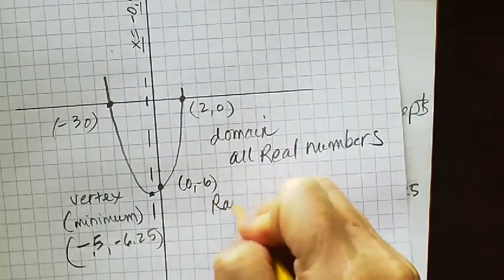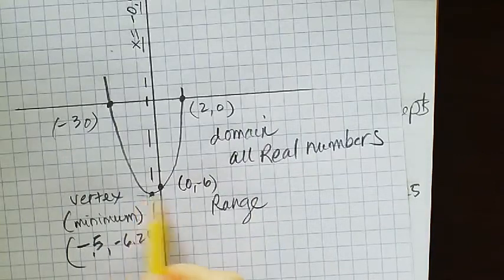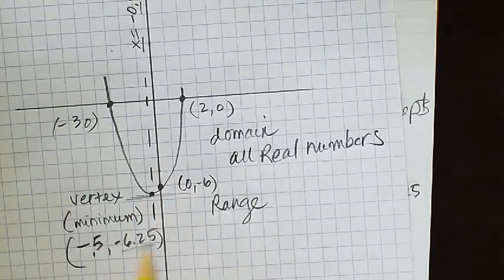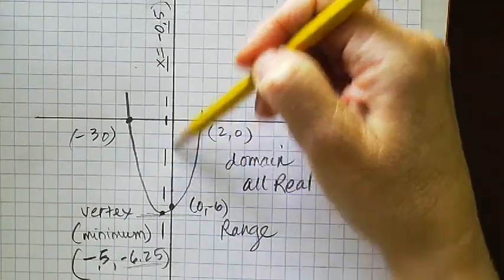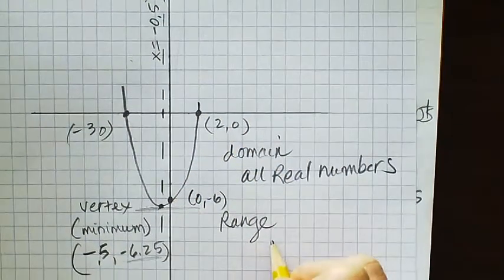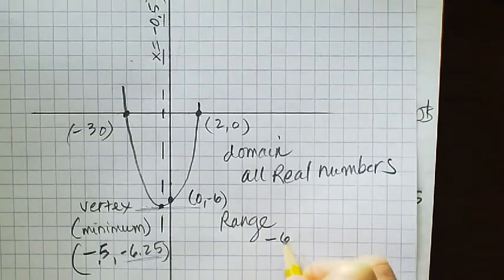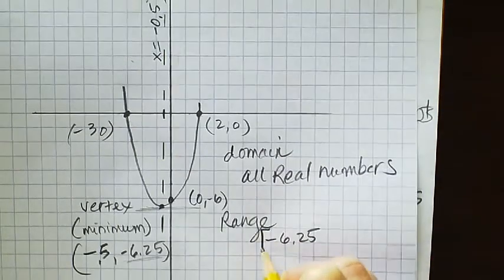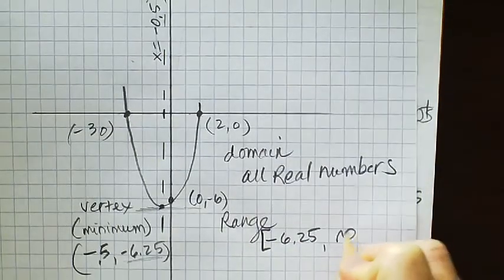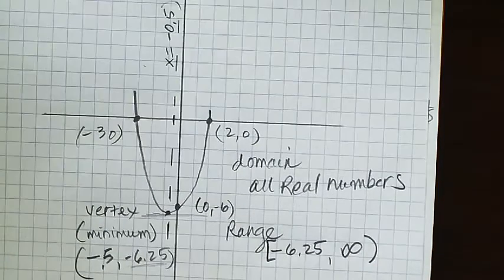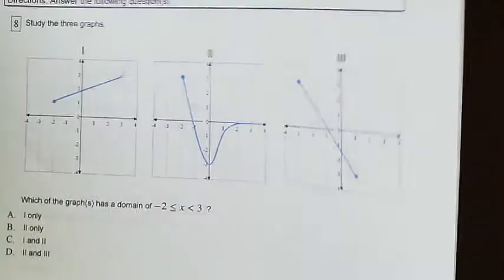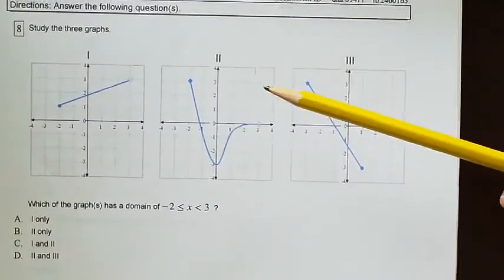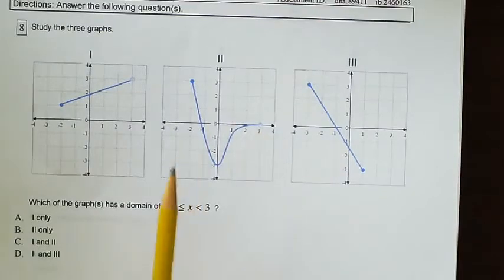Your range is restricted because this graph doesn't go below -6.25. And your range is all your outputs. So your range is from -6.25, including -6.25, to infinity. Okay, I know I'm going super fast, so if it's too fast, join me for tutoring if you need a little bit further.